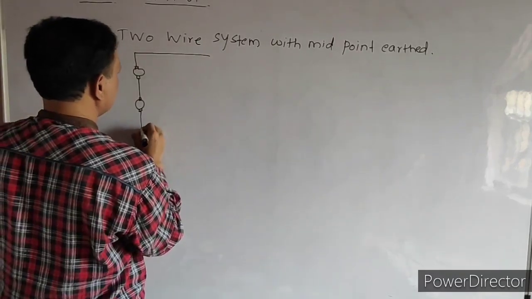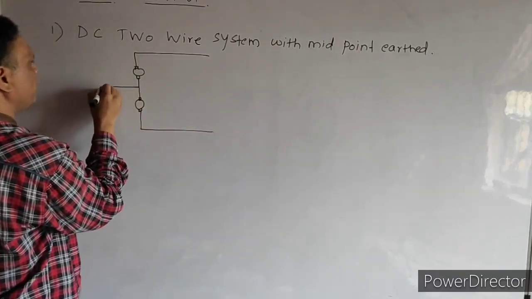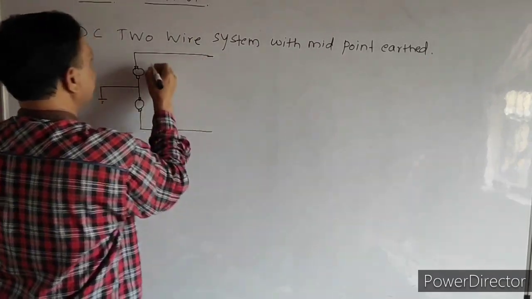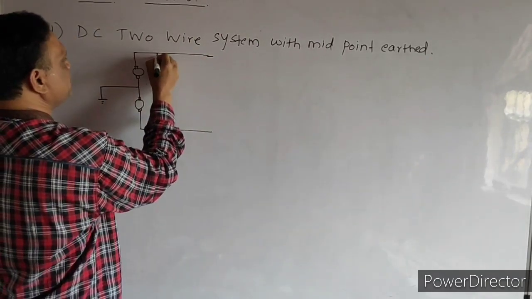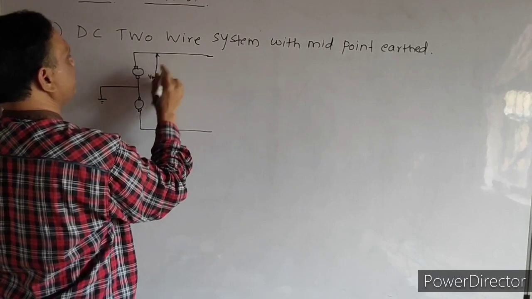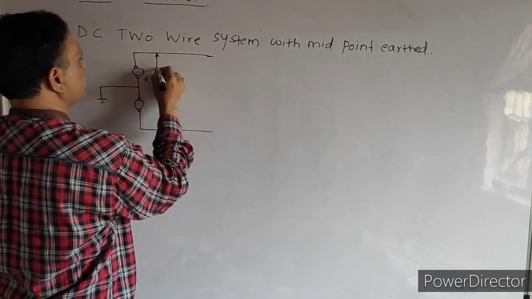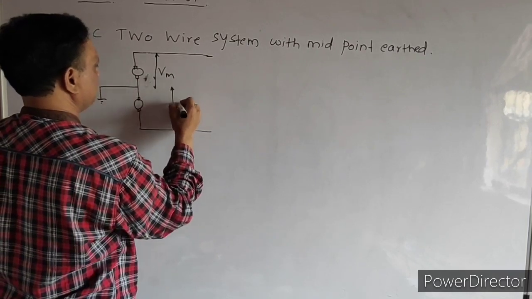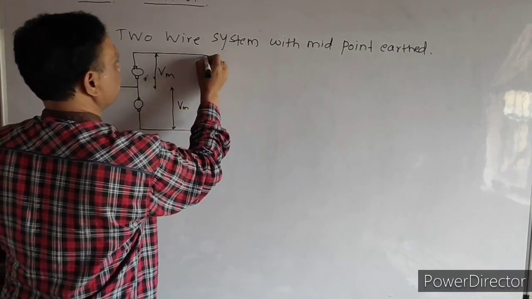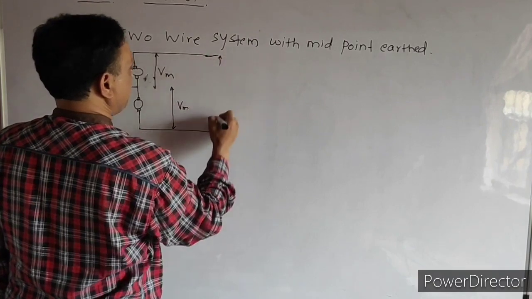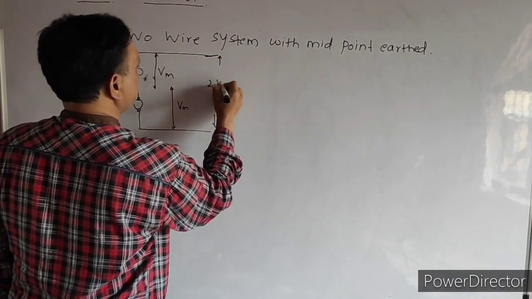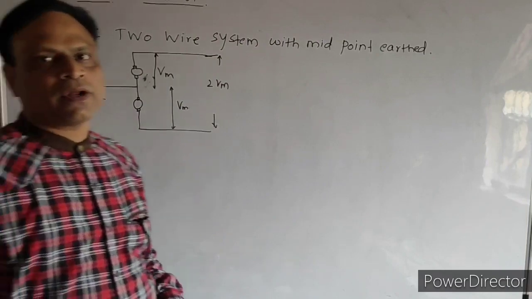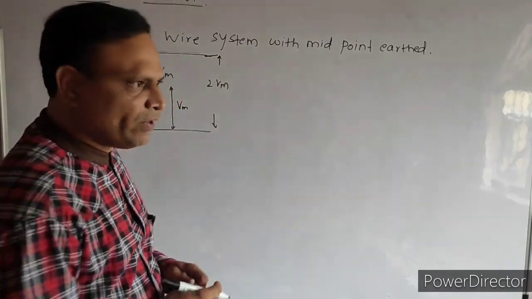This is the first conductor, this is the second conductor, and the midpoint of the source is earthed. Let us say the voltage between this conductor and earth is Vm, and again this will be Vm. So between the two conductors, I am getting the voltage of 2 Vm, right? Now, as per our predefined steps, we will go ahead.